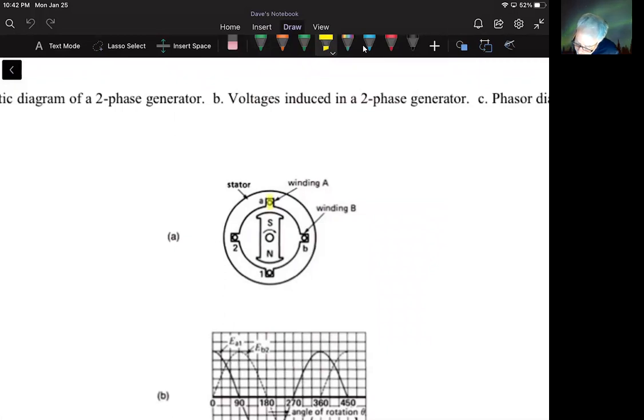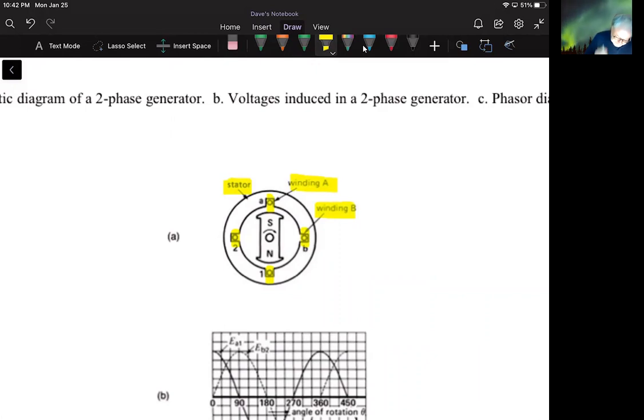So here's our winding A still. So here's A1. And now we're going to come 90 degrees around, and we're going to add another coil. Remember, these coils run the length of the stator. They terminate on the other side. So now we have a winding A and a winding B. Of course, those are laid into slots that are cut into the stator.